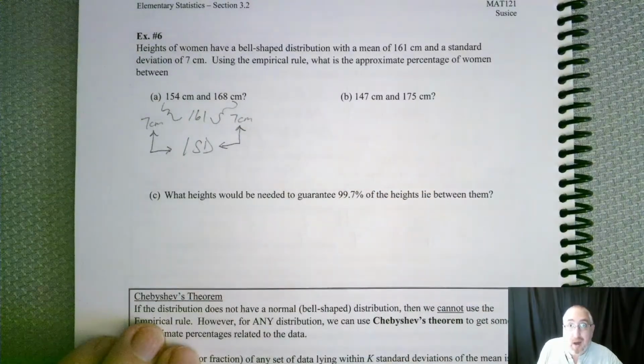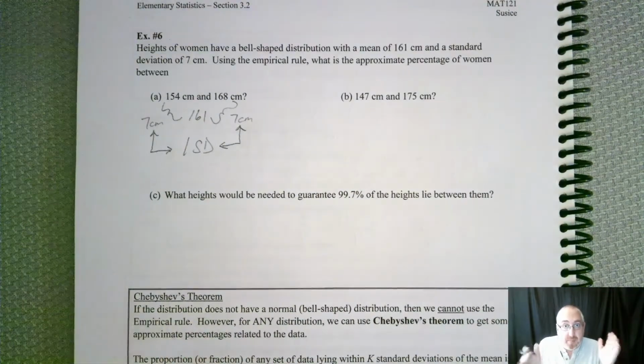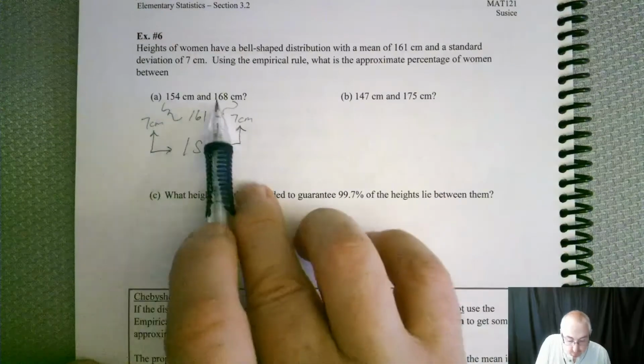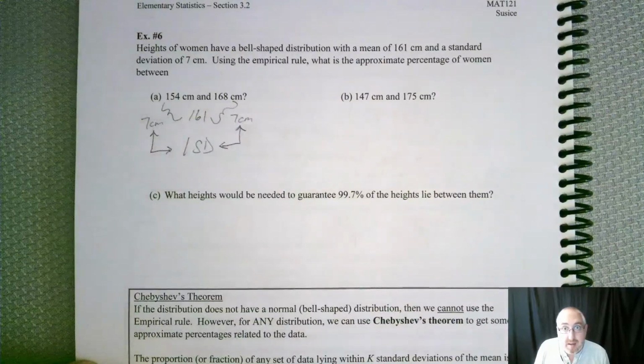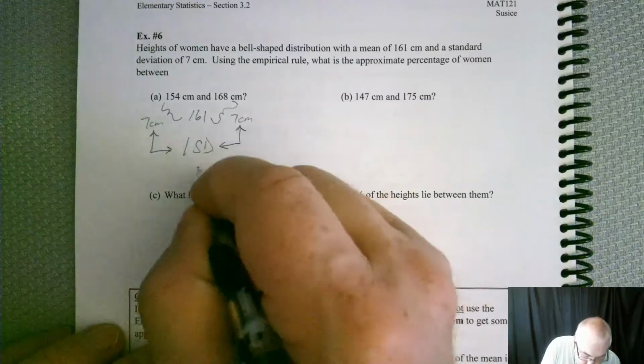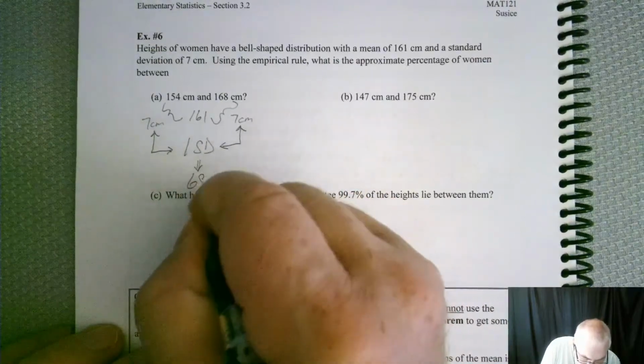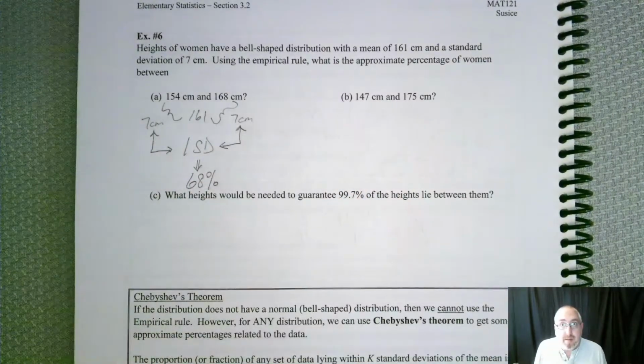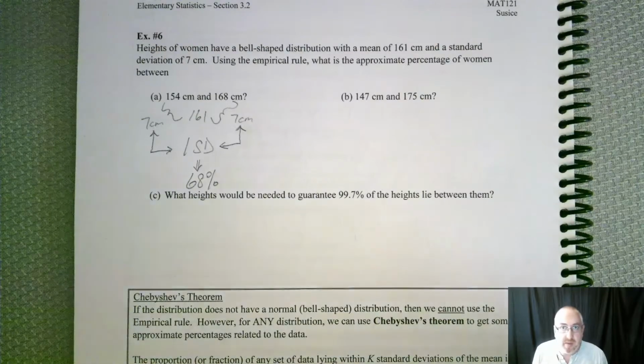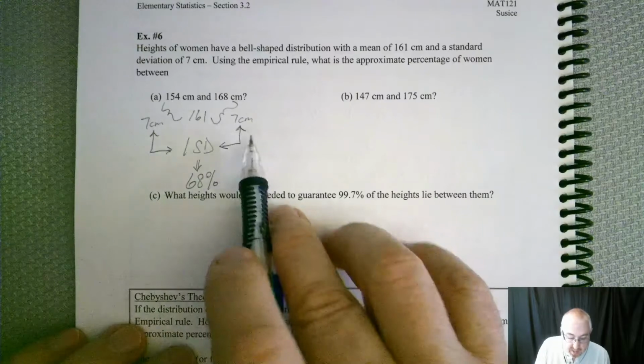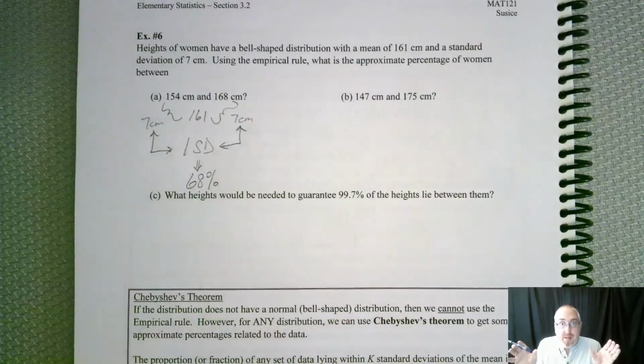But now what does the empirical rule say about 1 standard deviation? How much of the data should be in that interval from 154 to 168? 68%. Done. That's all they want. So don't overanalyze these problems. They're not really asking for huge calculations of any sort. They just want you to put it in the right bucket. So in this case, because it's 1 standard deviation on both sides, it's got to be 68%.